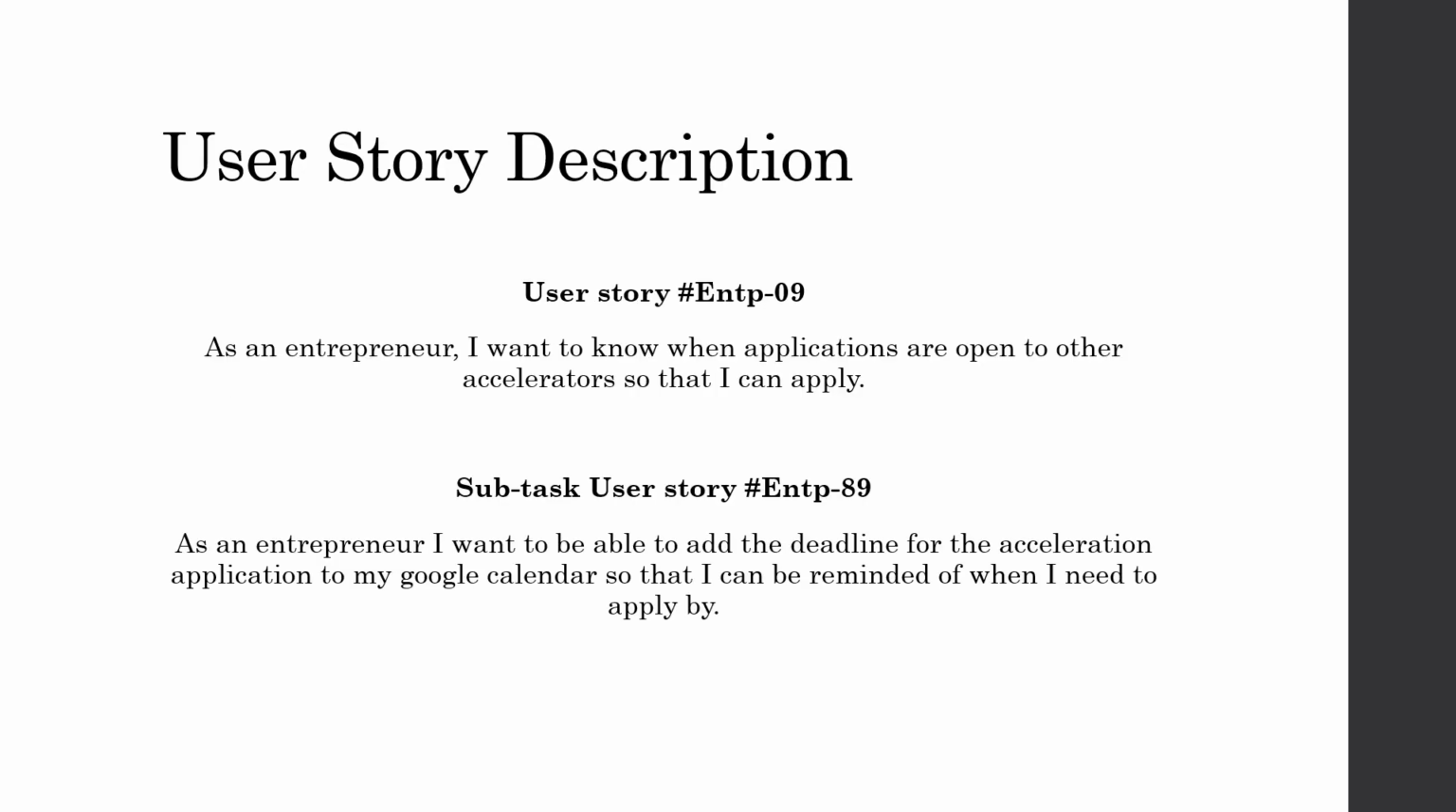The user story that was assigned to me for Sprint 3 was ENTP 09. The description of this user story is as follows. As an entrepreneur, I want to know when applications are open to other accelerators so that I can apply.